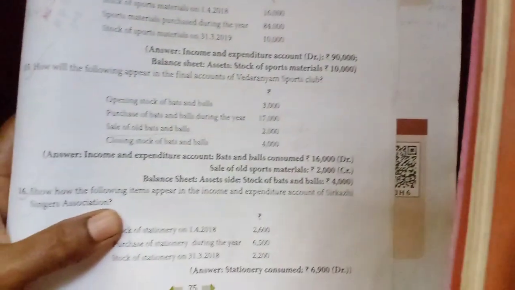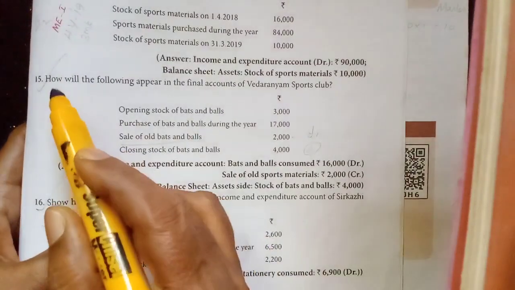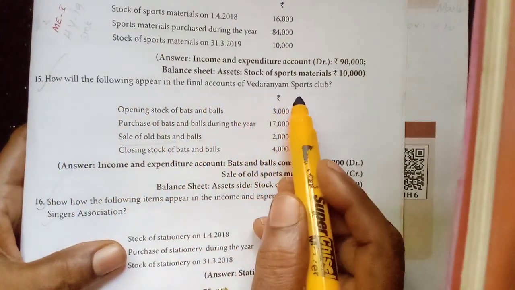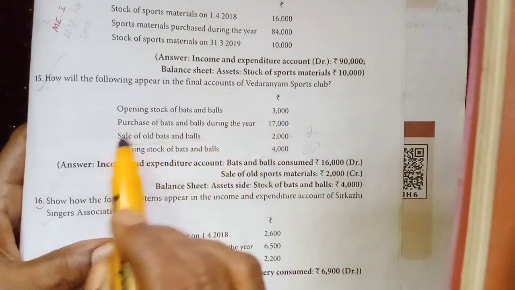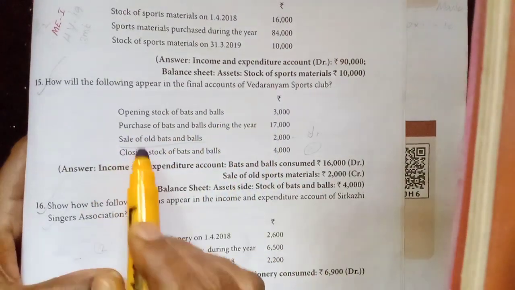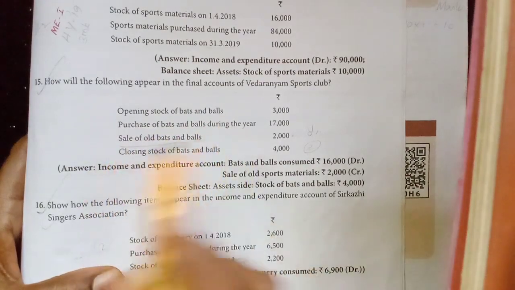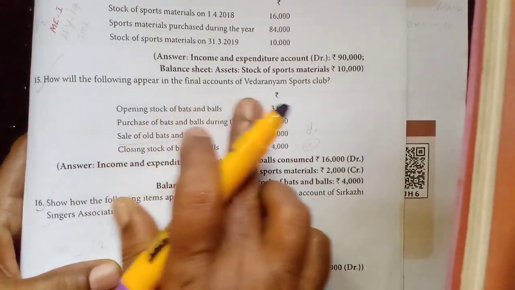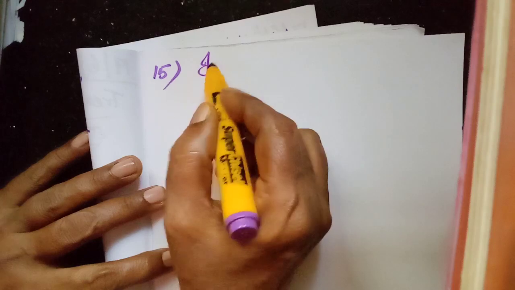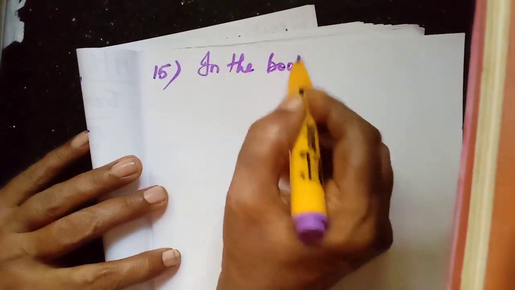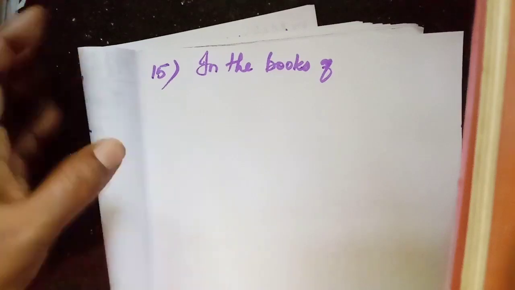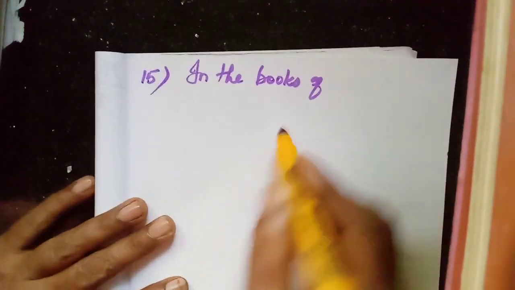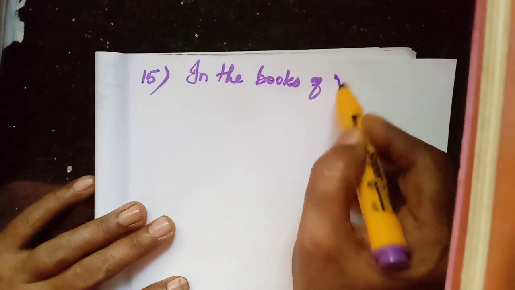Then 15. How will the following appear in the final accounts of Bethlahem Sports Club? Opening stock of bats and balls, purchase of bats and balls, sale of old bats and balls, closing stock of bats and balls. It will appear in final accounts, so both accounts we should show. First we will write the number. Now in the books of Bethlahem Sports Club. When you do it in the accountancy notebook, you use both the pages.